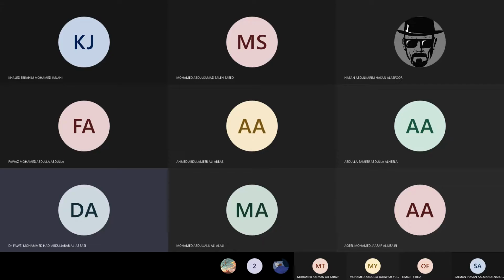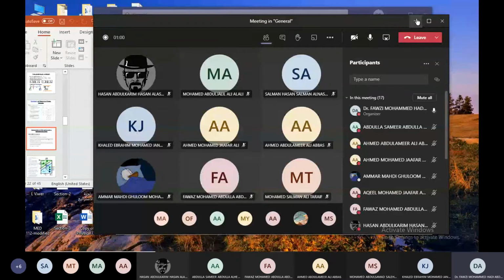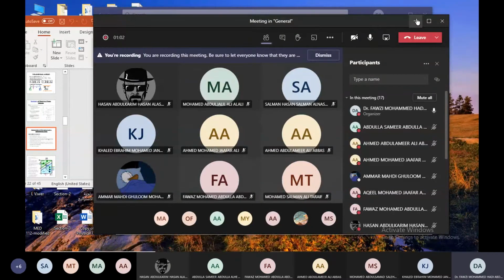Once it starts recording, minimize that. We are recording.